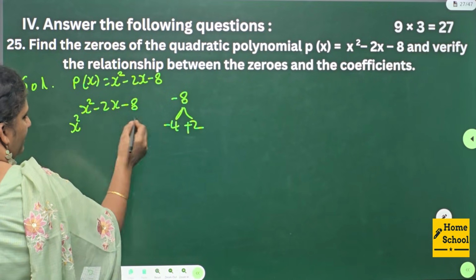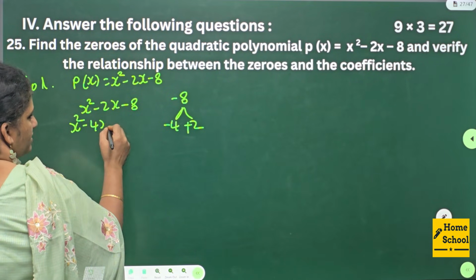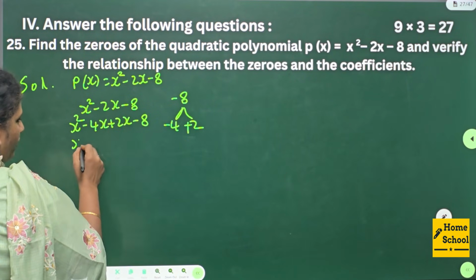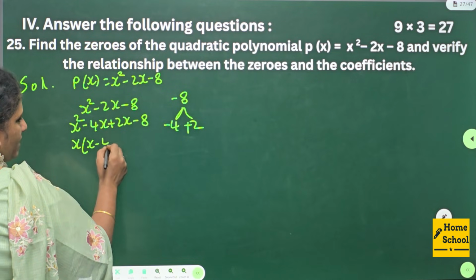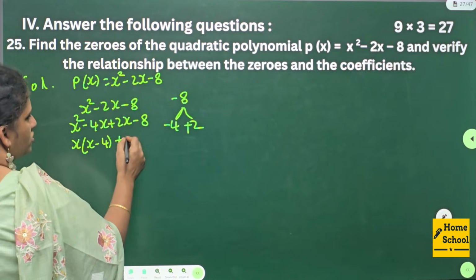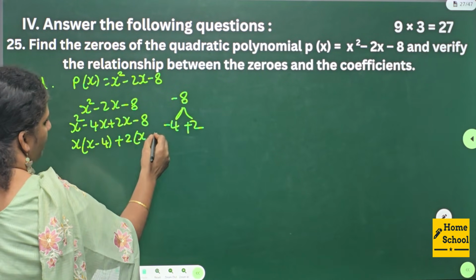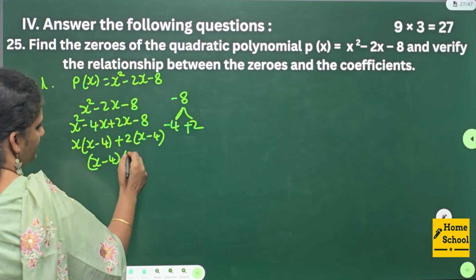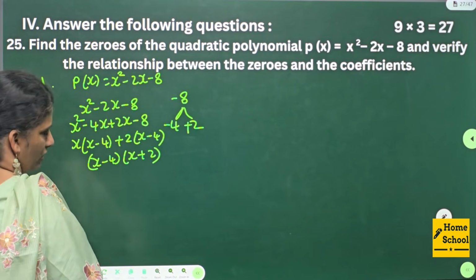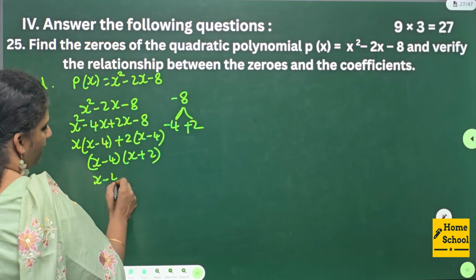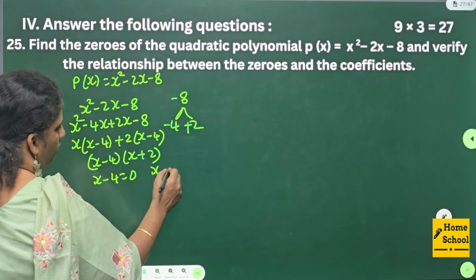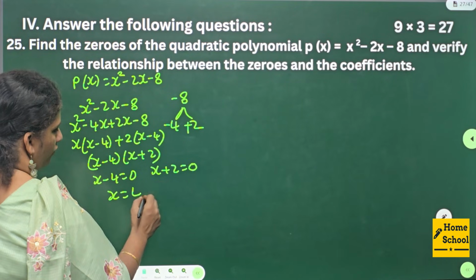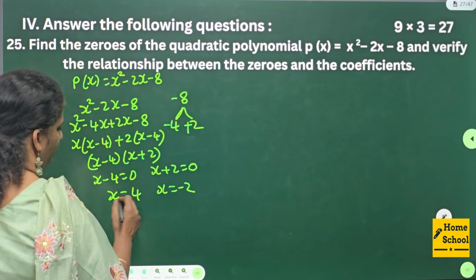Now this one I'll write as x square minus 4x plus 2x minus 8. Take out x common, x minus 4. And among these two, 2 is common, x minus 4. So x minus 4 into x plus 2. In order to get 0, equate with 0. X minus 4 equal to 0 or x plus 2 equal to 0. X is equal to 4 and x is equal to minus 2.